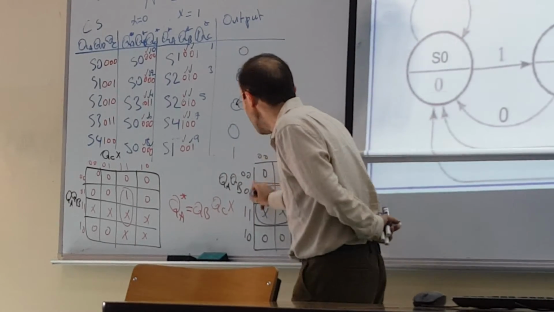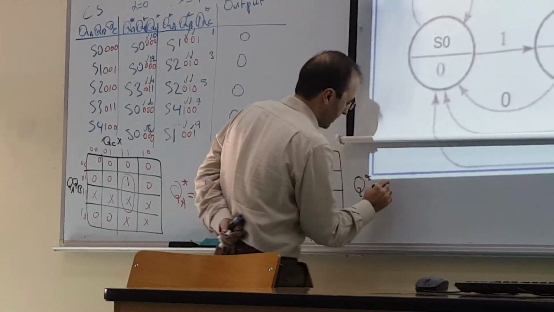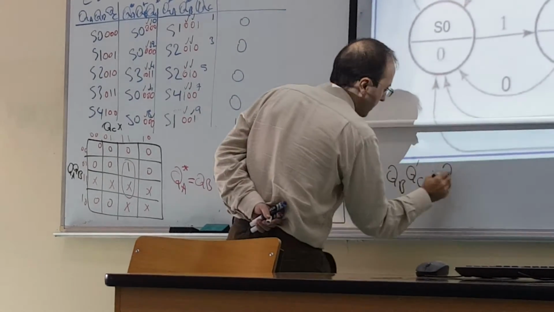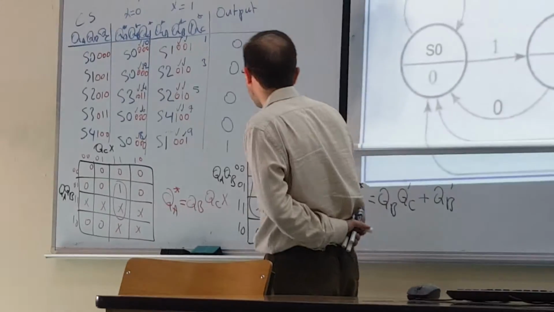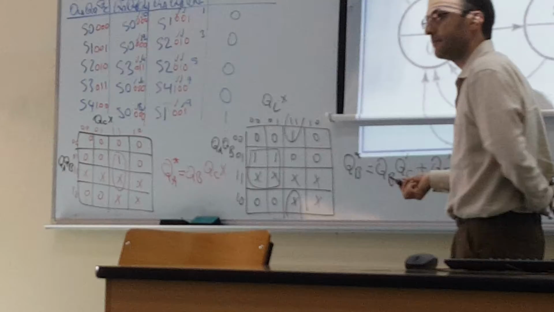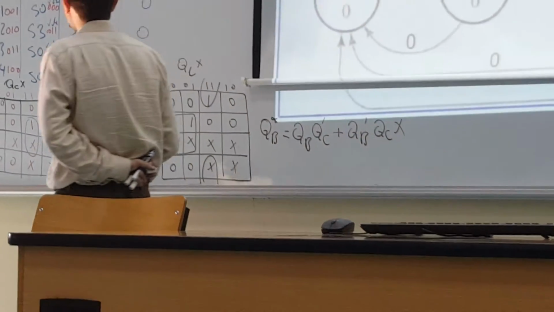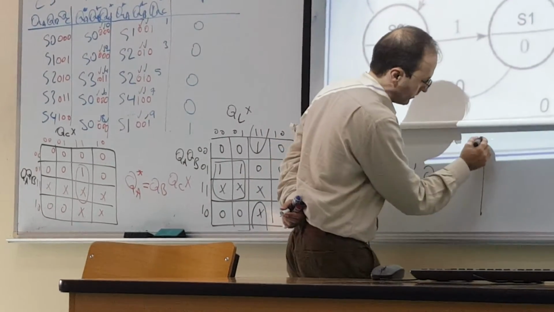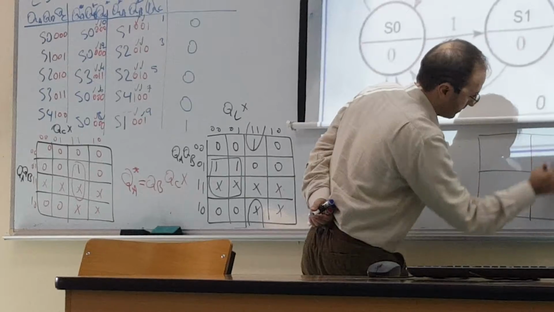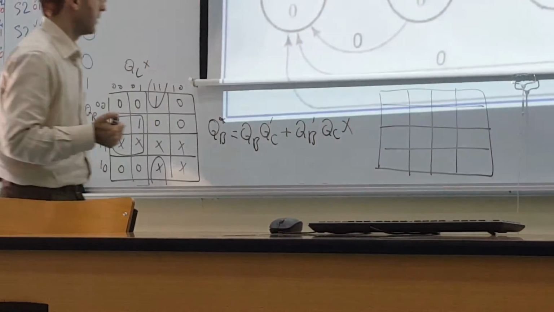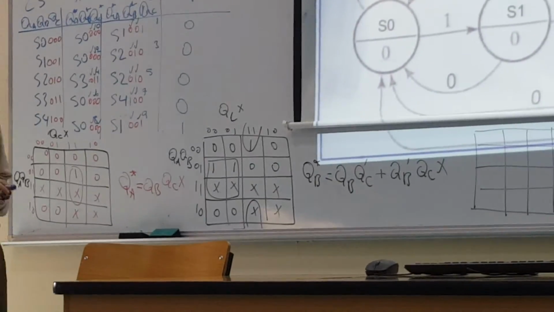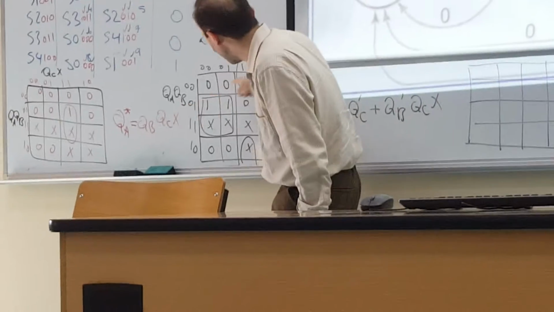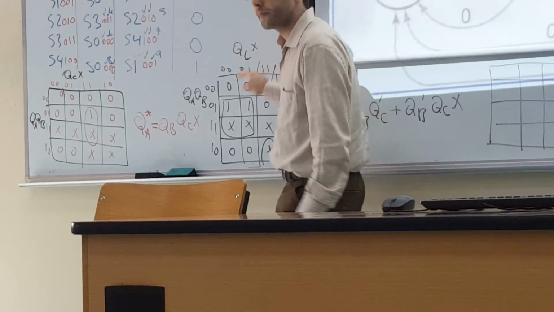And that would be here I have QB, QC prime, QB, QC prime, right? Plus, here I have QB prime, QB prime, right? And QCX, QCX, right? How about the C? So, what is QB plus QA? QA plus QB. So, here, QB, right? Okay. QB prime and QCX. Okay?